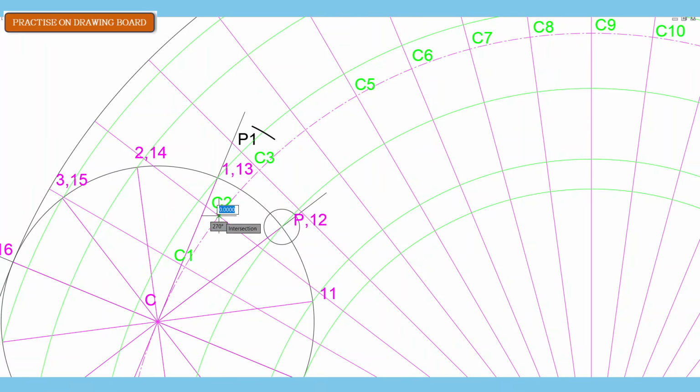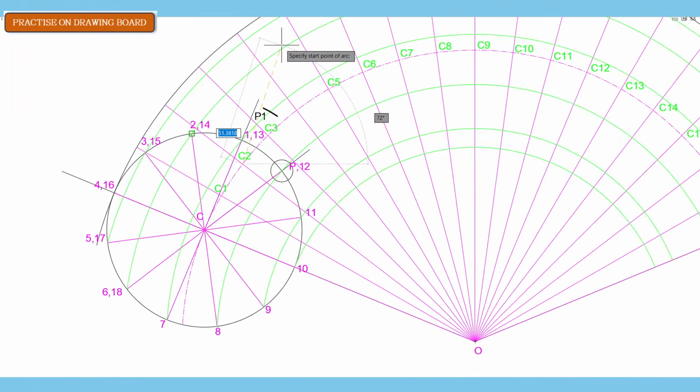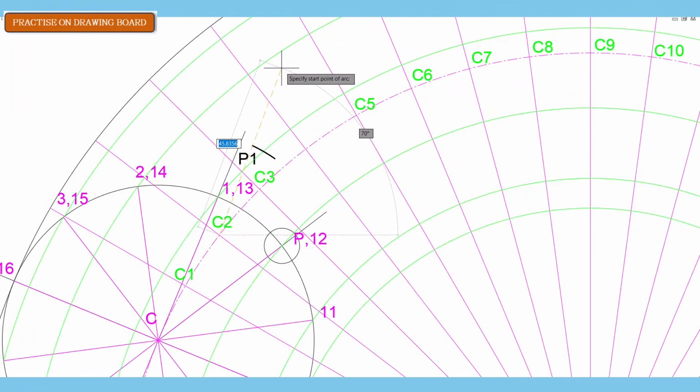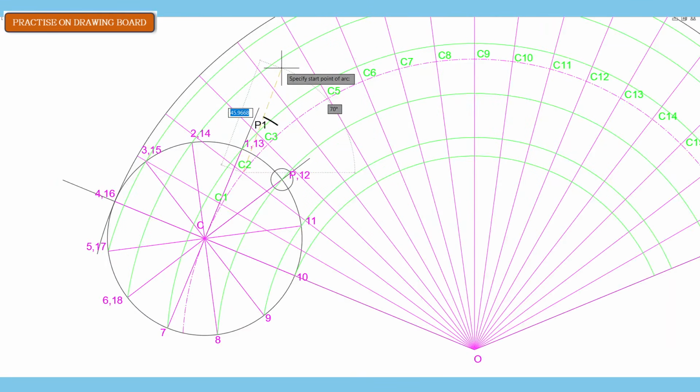C2. We are going to draw an arc on the 2/6 arc found somewhere here, and the radius is 40. Then we can draw an arc which goes that way. So that's our point P2.